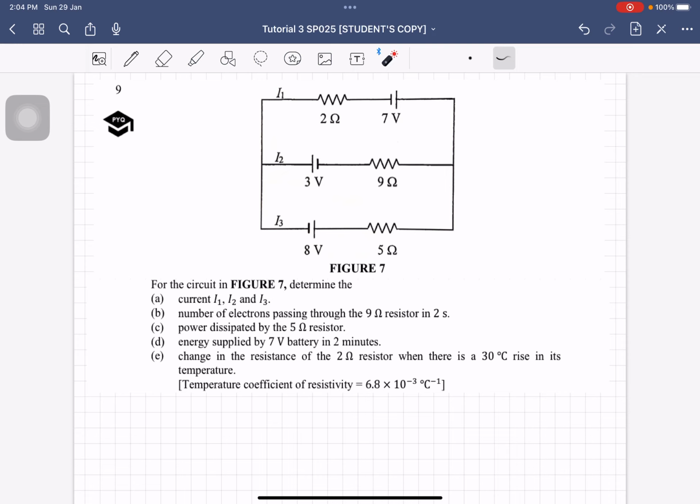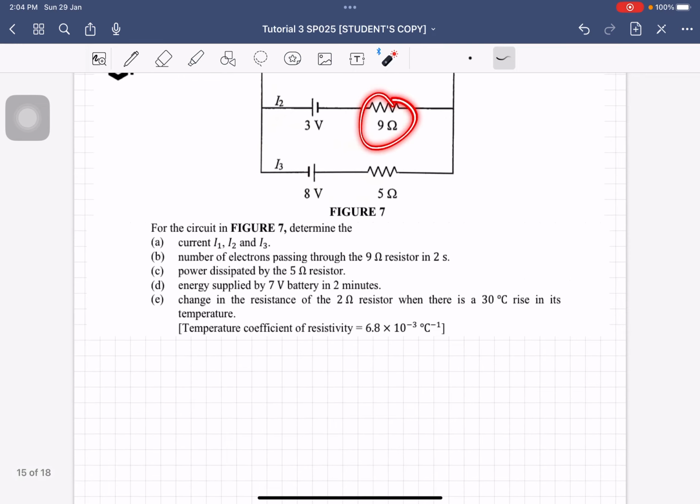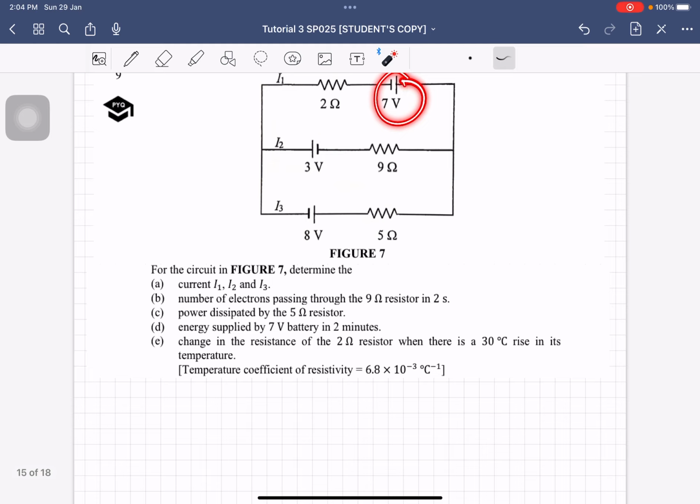And then we have to calculate the number of electrons passing through the 9 ohm resistor in 2 seconds, power dissipated by the 5 ohm resistor, energy supplied by the 7 volt battery in 2 minutes. And lastly, change in the resistance of the 2 ohm resistor when there is a 30-degree rise in its temperature.